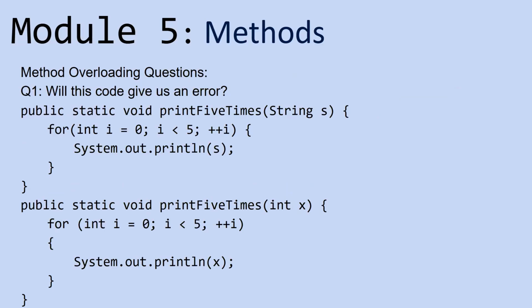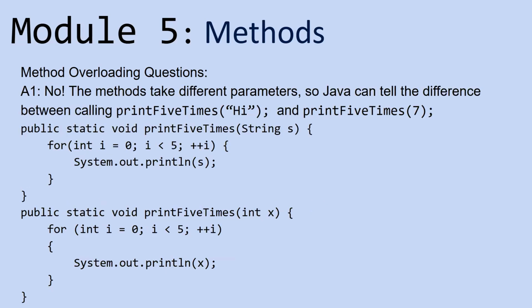All right. How about this question? Would Java give us an error for this code? So both methods are labeled print 5 times. One of them takes a string, and one of them takes an int. Would this code be okay? All right, take your guess on your own, maybe write it down, and I'll show the answer in 3, 2, 1.